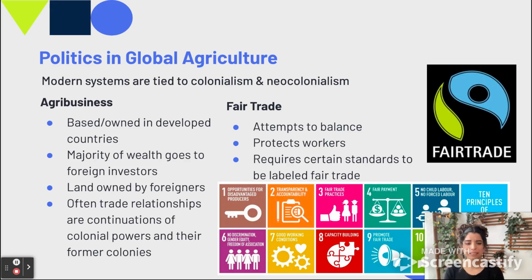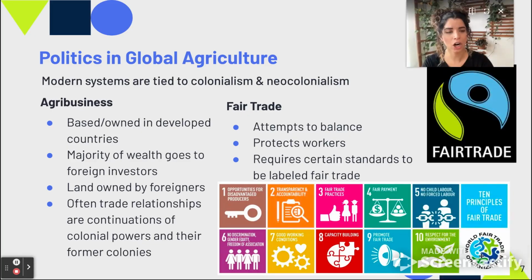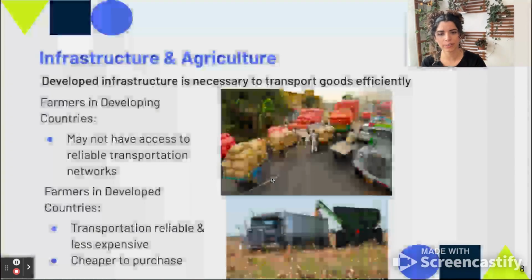So we do have something called fair trade that attempts to balance some of these dynamics. They try to protect workers, and there are certain standards that must be upheld in order to be labeled fair trade. So here are some of them. They go hand in hand with SDGs here. These are just some of the practices that they uphold and require in order to be considered fair trade.